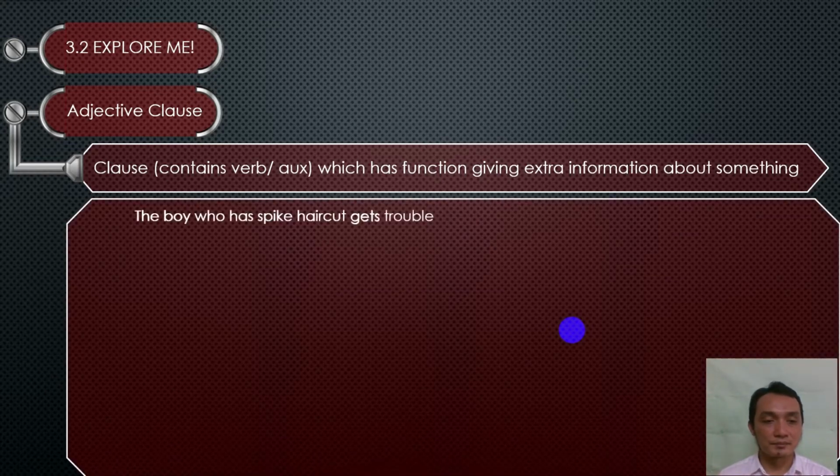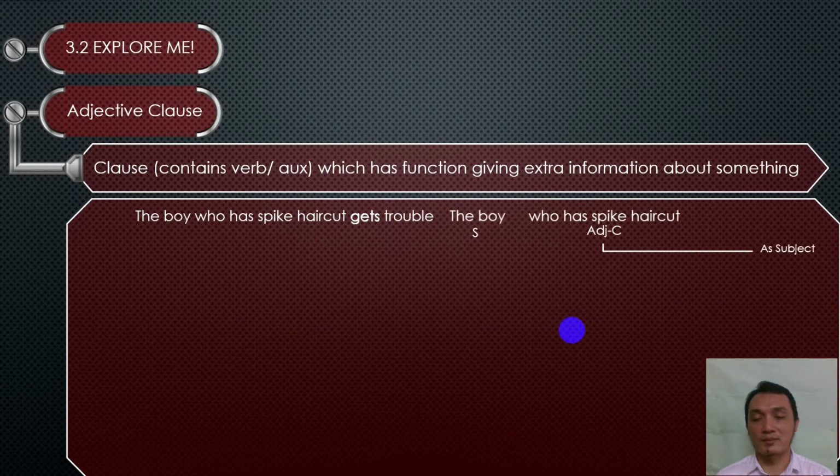This is the example: The boy who has a spike haircut gets in trouble. The boy is the subject. Who has a spike haircut is an adjective clause as subject, because this clause gives extra information about the boy, and the position of the boy is subject. So it is called an adjective clause as subject. And then gets, because the boy is singular, so get should add s.